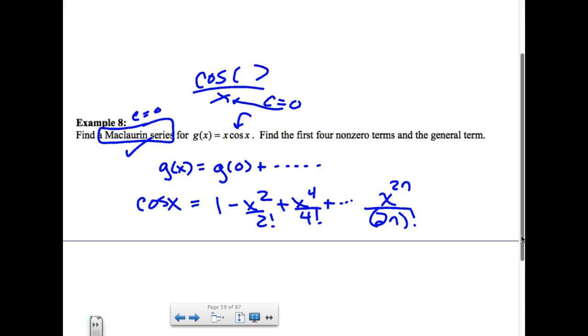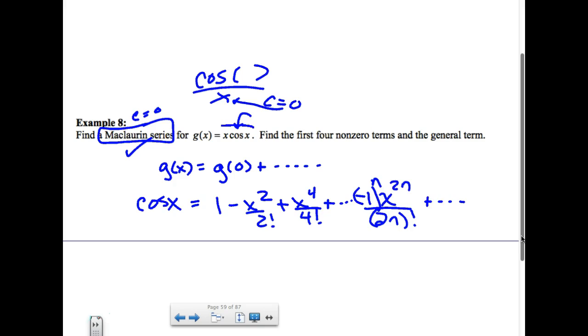True or false? Jaden, you're shaking your head no. Why? I forgot the alternator. Okay, which is very important. So I'm going to put the alternator in. Our alternator is a -1. What power? N, perfect. Plus dot, dot, dot, dot.